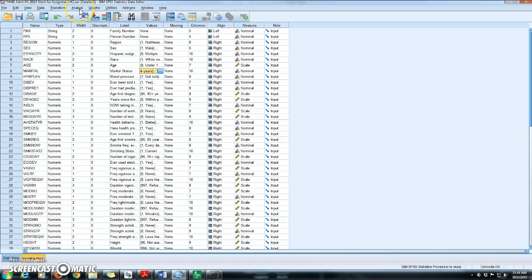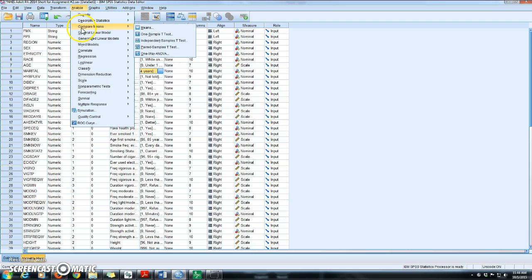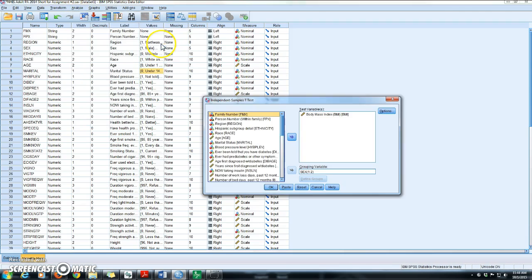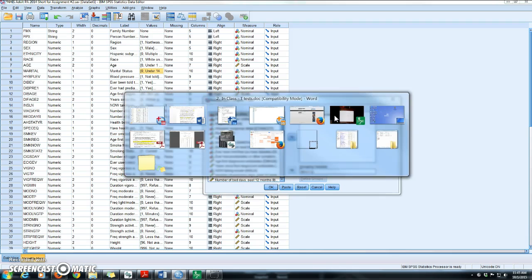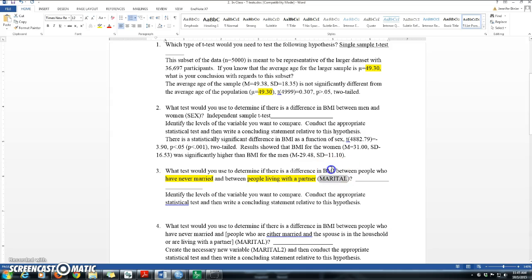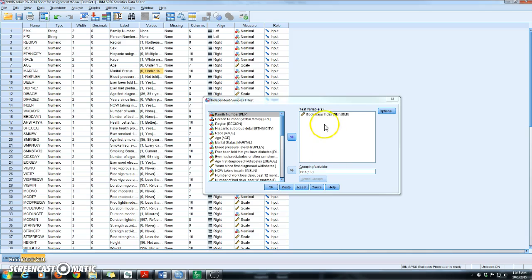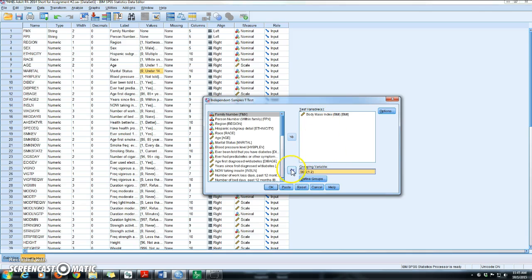Okay? So again, now you guys should be with me now. I'm going to go to compare means, independent samples t-test. Am I doing body mass index? Yes, I'm still doing body mass index. So I'm going to leave body mass index there, but now I'm going to change this, so I just shoot it back over there. I don't want it anymore. Now I'm going to find marital. Here's marital. Send that in there.